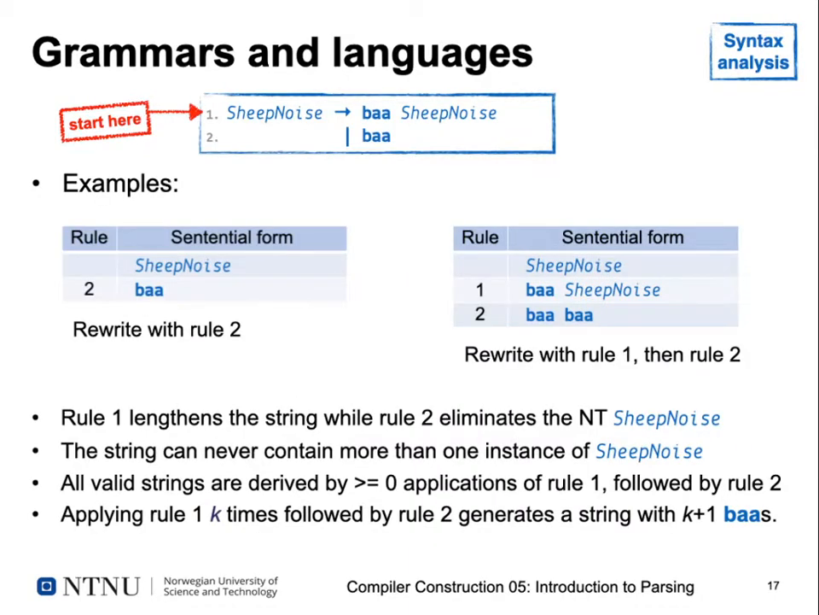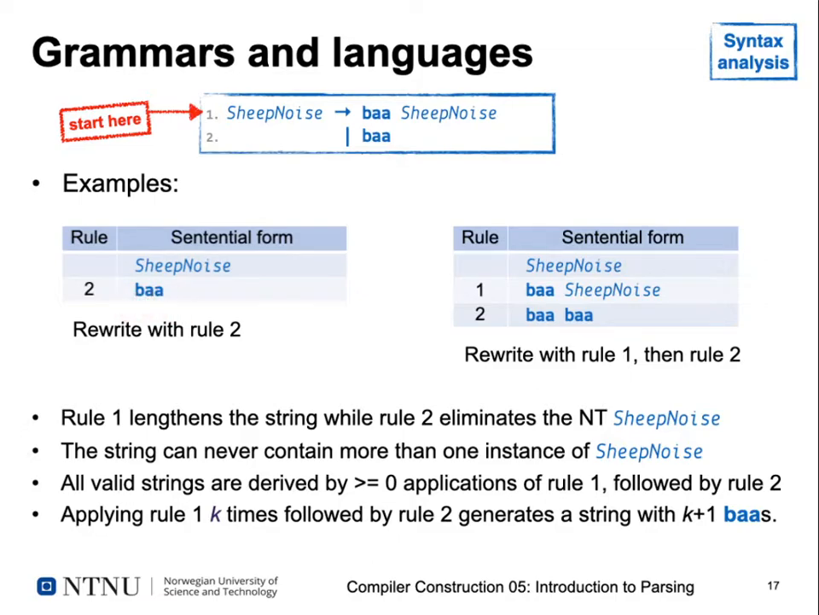So let's take a look at an example. Again, we use our sheep noise grammar here, and we want to start to derive words from our grammar. We start with our only non-terminal symbol, our start symbol sheep noise, and then we can choose which of the two rules, 1 or 2, to apply. Let's say in our first example, we are just applying rule 2 immediately. So we start with the sentential form sheep noise, and when we apply rule 2, we replace sheep noise in our sentential form by whatever is the right side of our production. The right side of our production in rule 2 is simply the terminal symbol bar.